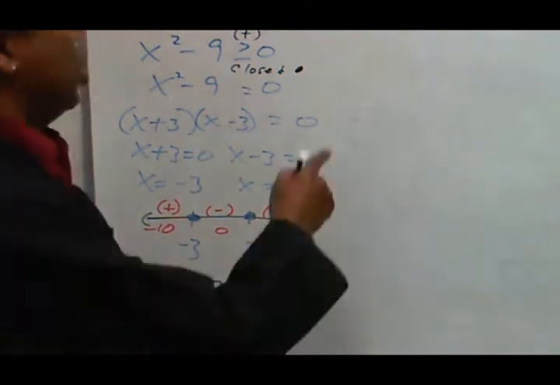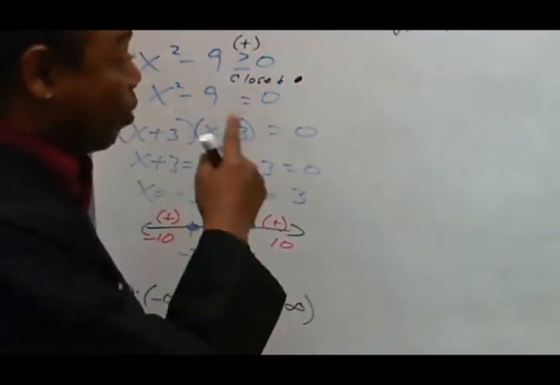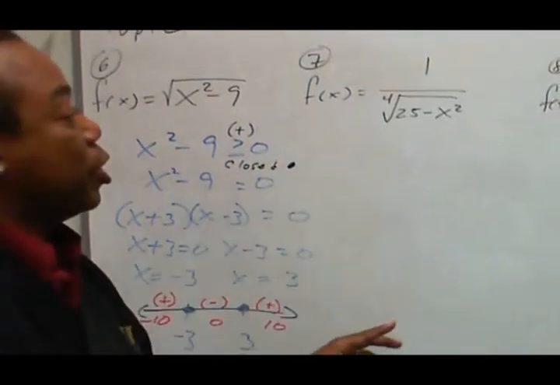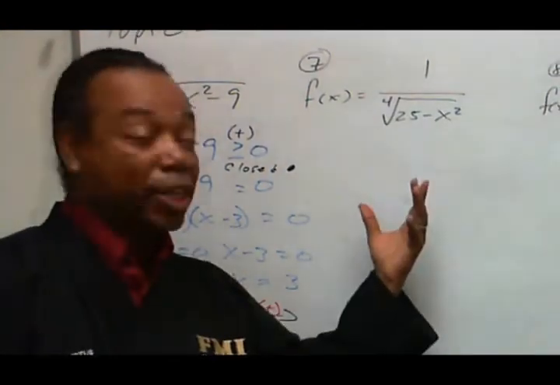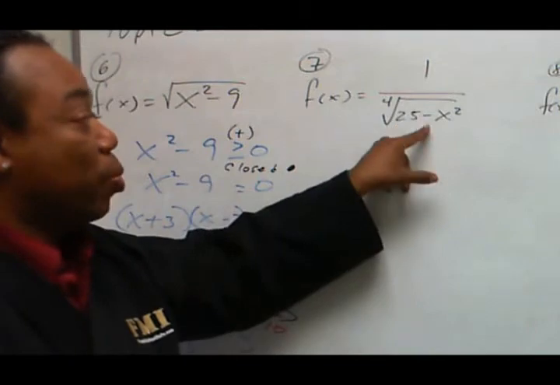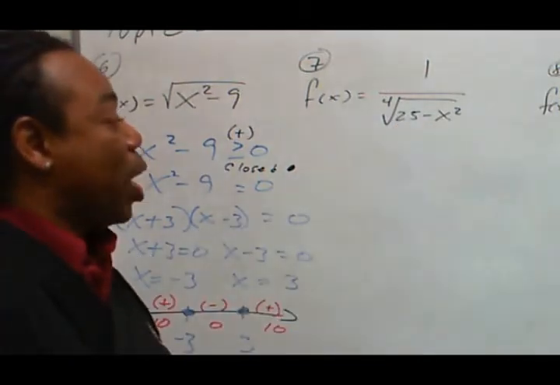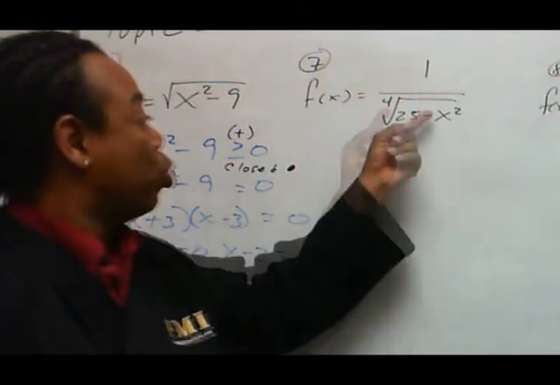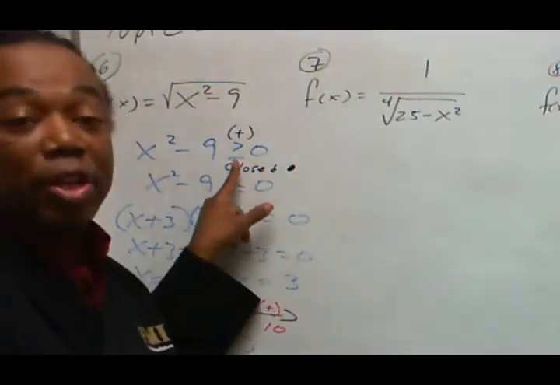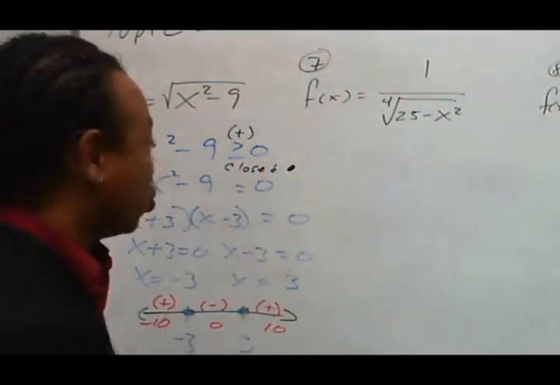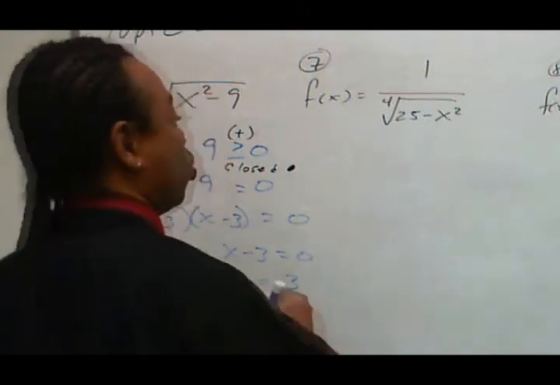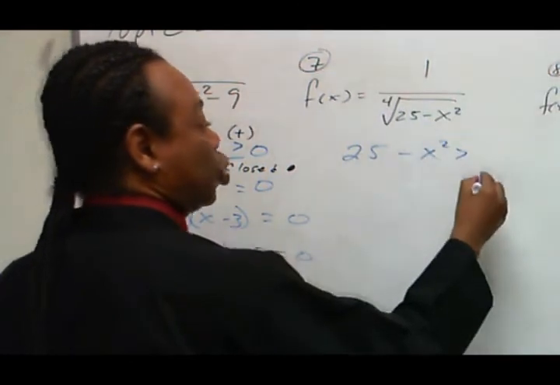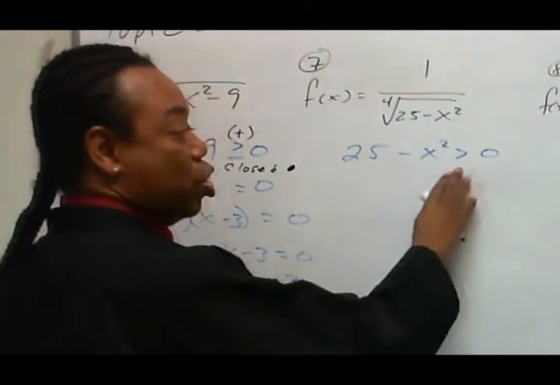Okay, let's take a look at the next one. We want to find the domain of number 7. We have two things. We have a rational, that's a fraction, and we also have an even root. The rule for rationals is that it's set not equal to 0. The rule for roots is that it's set greater than or equal to 0. When you combine both of those rules, we get 25 minus x squared is strictly greater than 0. No equal sign.